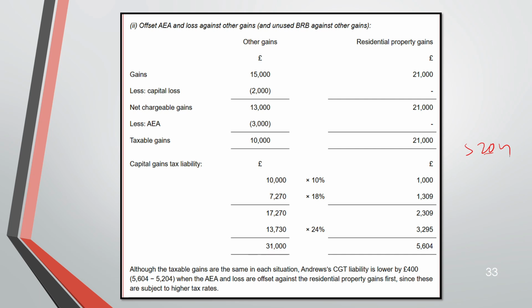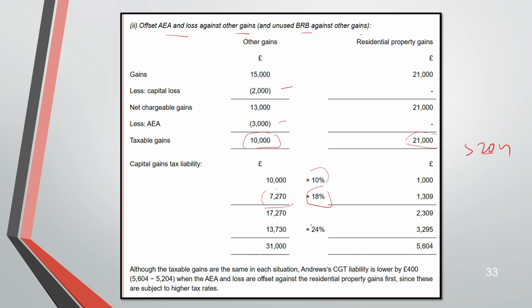This time we are changing. Reverse. AEA and losses will be offset against other gain, and your basic rate band will be utilized against other gain as well. So residential property you don't have to touch. It remains 21,000. So 2,000 and 3,000 you deduct, and now taxable gain is 10,000. So this will be taxed at 10%.